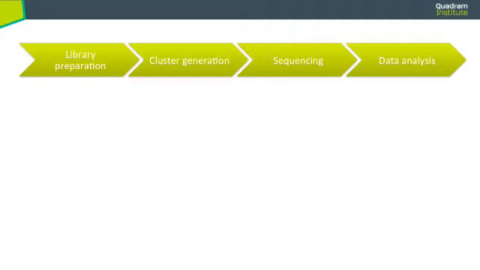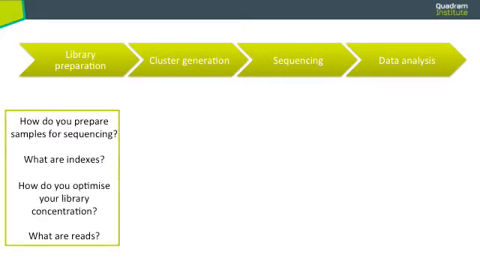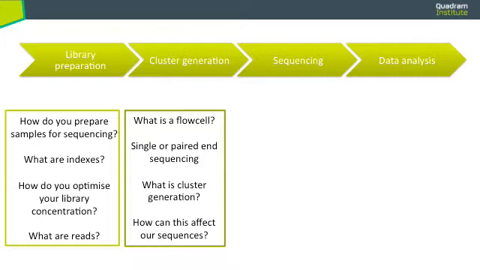And in this presentation, I will be talking more on the different steps involved and also the different definitions or the words involved when you're talking about sequencing. So I will talk a little bit on how you prepare the samples for sequencing, what indexes are, how you optimize the library concentration, what reads are, what a flow cell is, single and paired-end sequencing, what cluster generation is, and how this can affect our sequences.